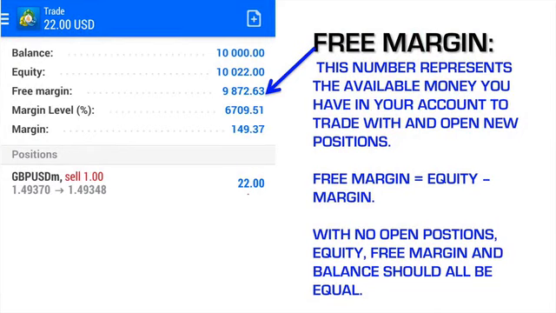Underneath your equity is this thing called free margin. This number represents the available money you have in your account to trade with to open a new position. So if you've got several positions open, this free margin is going to go down. It shows you how much money you actually have available to take on new trades. All right. Now, here's the thing. If you happen to have multiple trades going, your free margin is going to go down.